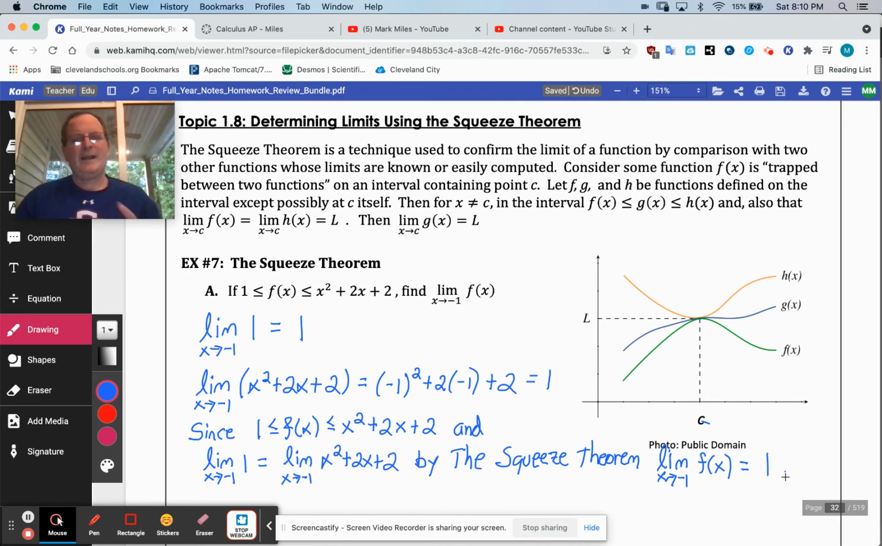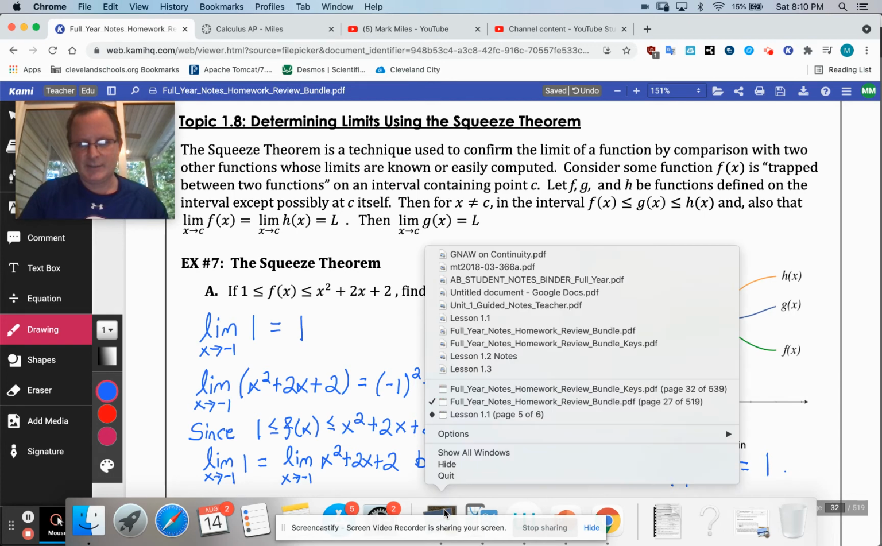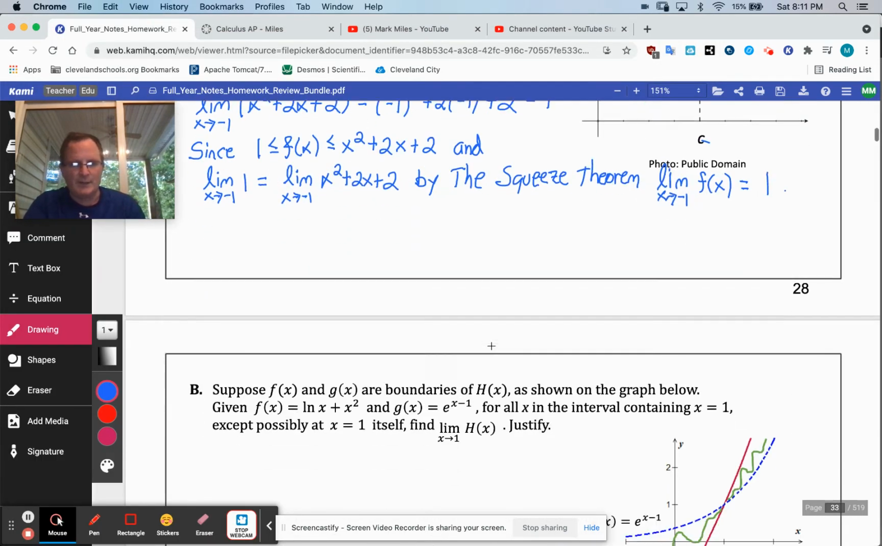Okay. All right, that might have been a little bit overkill on the explanation. Let's look at her key and see what she says on that. Okay, I went a little too wordy there at the end. It's still the same. Since the limit, I said the same thing. Then by the squeeze theorem, the limit of f of x is approaching 1. Okay, let's see if we got another one of those.